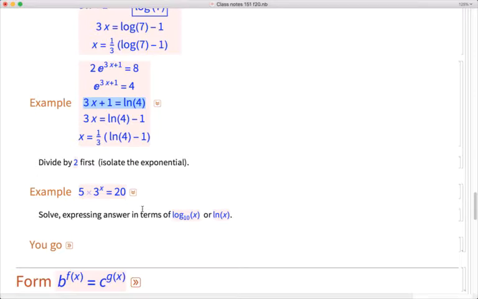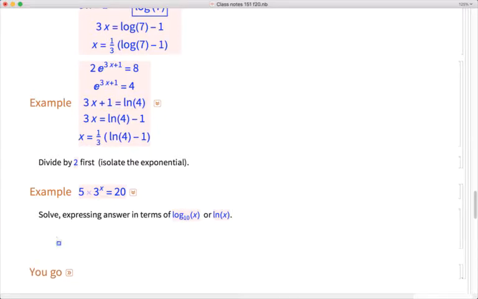Another example like this, so we're going to divide through by the constant 5. We get 3 to the x, and when we divide through by 5, 20 divided by 5 is 4. And now the cancellation that we might go for here would involve taking log base 3. That would bring the x down really quickly and easily.